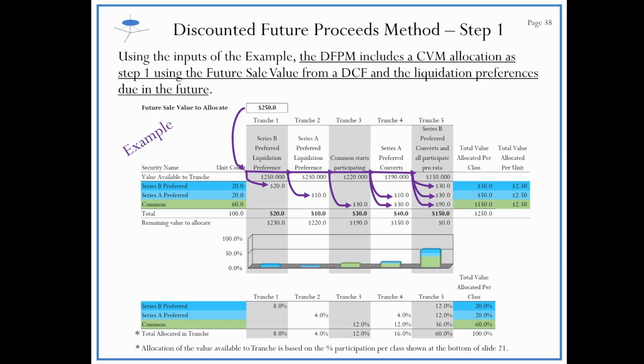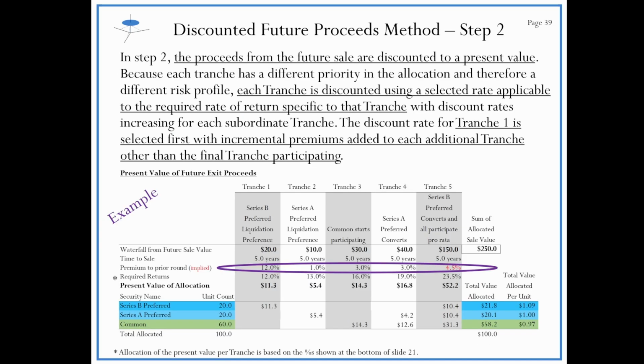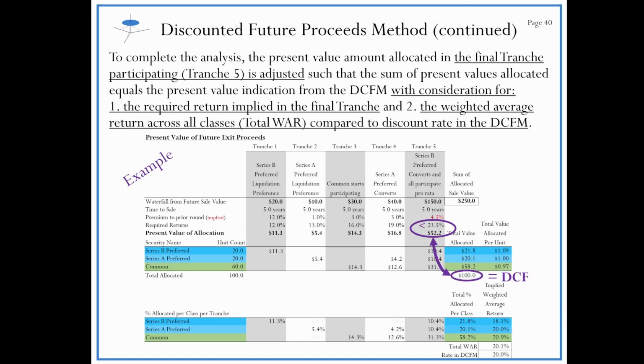In step 2, the proceeds are present valued using the discount rate appropriate for that tranche, based on the total value allocated and the amount due in each tranche relative to the total value allocated and the amount allocated in the prior tranches. To complete the analysis, the final tranche is adjusted such that the total amount allocated after present value equals the total value determined, the $100.